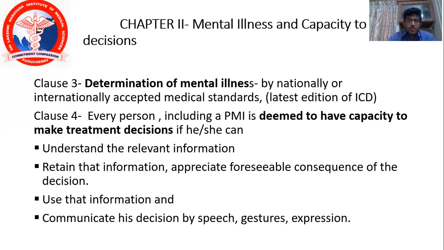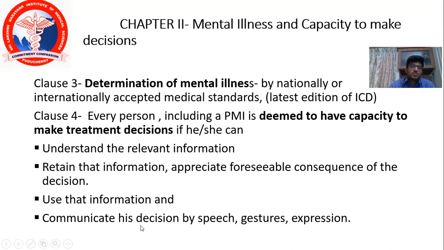So, in chapter 2, clause 3 is the mental illness and the capacity to make decisions. Okay. So clause 3 deals with the determination of mental illness by nationally or internationally accepted medical standards. Latest is the addition of the ICD.